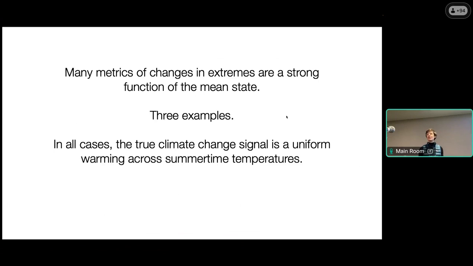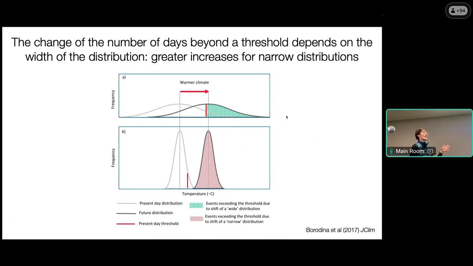In this first example, we're going to think about someone deciding to measure heat extremes as the number of days that exceed a certain threshold. And that depends directly on the underlying, climatological width of your distribution. In this figure, there's that rigid shift shown by the red arrow. On the top is a case where there's a wider distribution. On the bottom is a case where there's a narrower distribution. That red vertical line is a present-day threshold.